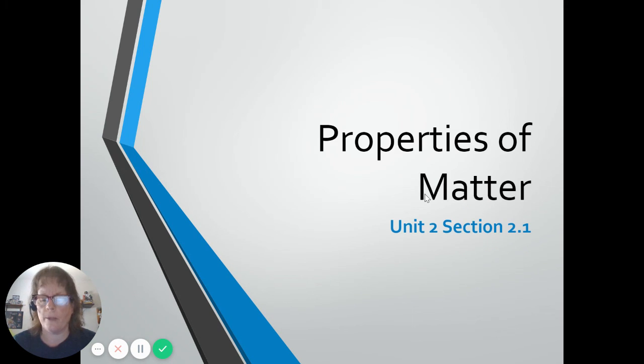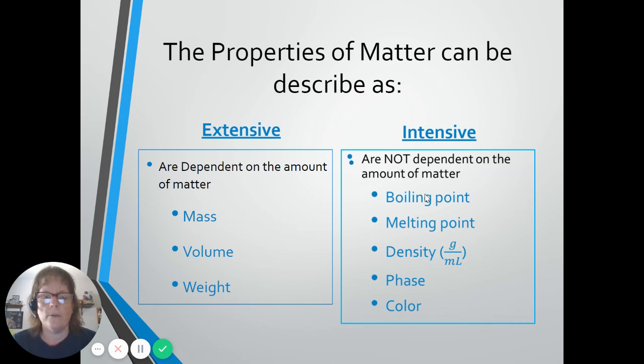So Section 2 is called the properties of matter. When you're looking at matter, the properties can be broken down into either extensive properties or intensive properties. If they are called extensive, they are the ones that are dependent on the amount of the substance that you have, such as mass, volume, weight. We've done mass, volume. Those numbers can switch around depending on how much you have, how much is spread out. So those are extensive properties. They depend on the amount that you have.